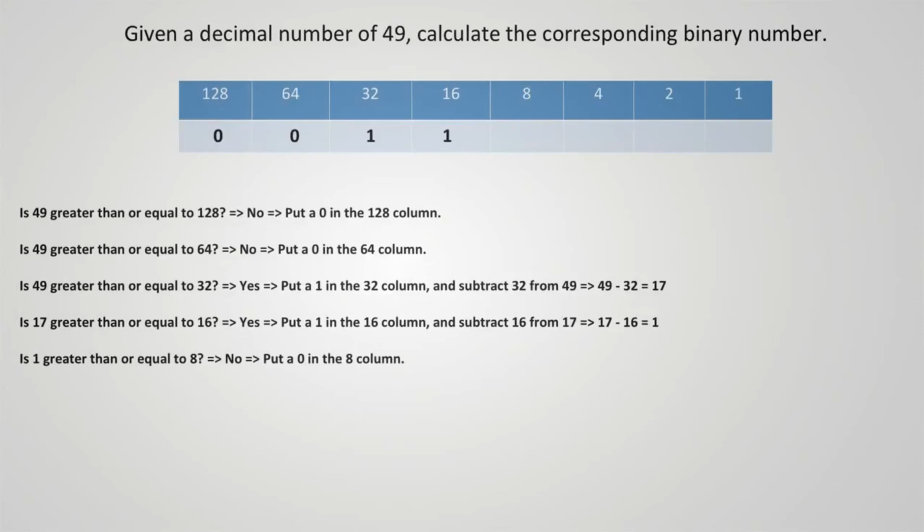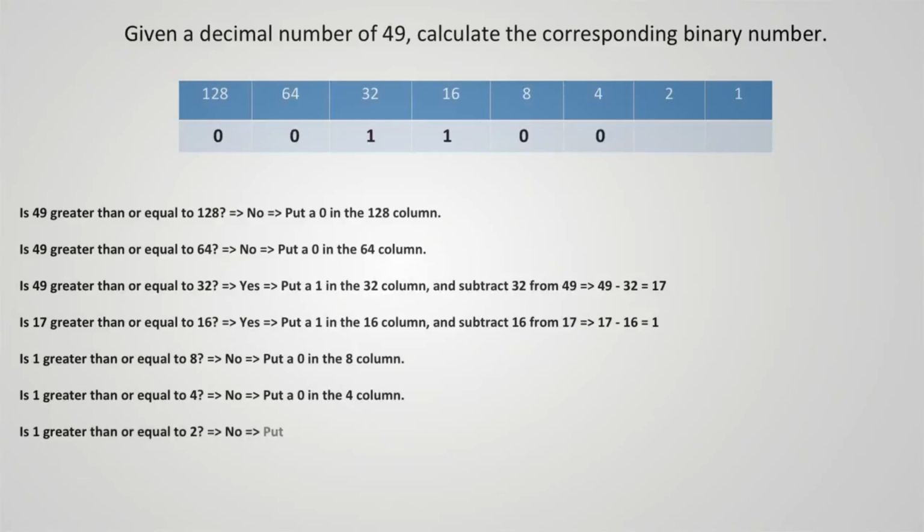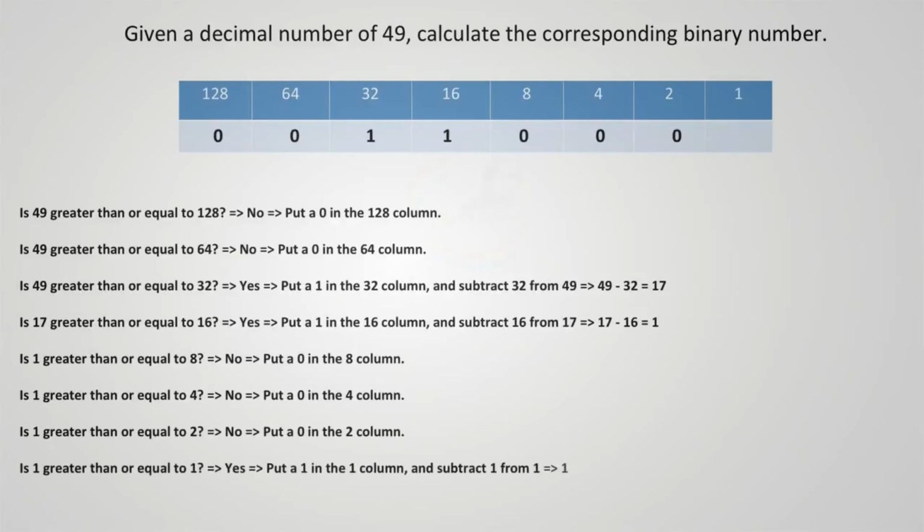We're going to move to the 4 column, ask the same question, and 1 is not greater than or equal to 4. We're going to put a 0 in that column. Same thing with 2. 1 is not greater than or equal to 2. We're going to put a 0 in the 2 column. Finally, in our rightmost column, is a 1 greater than or equal to a 1? Yes, it's equal to 1. That means we're going to put a 1 in the 1 column, and our difference is 0.